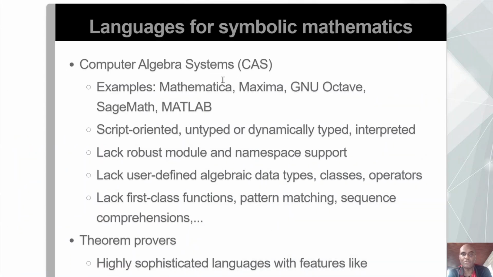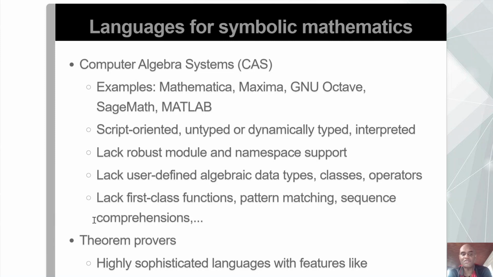Now, if you think about the language of these different symbolic mathematics programs, so in the examples we just saw from Mathematica, Maxima, and SageMath, the languages generally tend to be script-oriented. They're untyped or dynamically typed. They're interpreted. They generally lack robust modular namespace support. These are not general purpose programming languages. They are really specialized languages. They tend to lack things like user-defined algebraic data types, classes, operators. Again, they're not really general purpose programming languages. And they can also lack things like first-class functions, pattern matching, sequence comprehensions, and other features of functional programming languages.